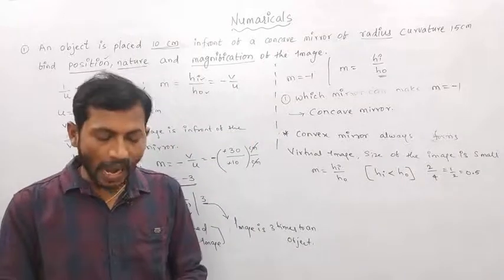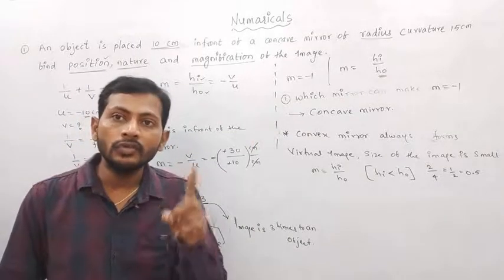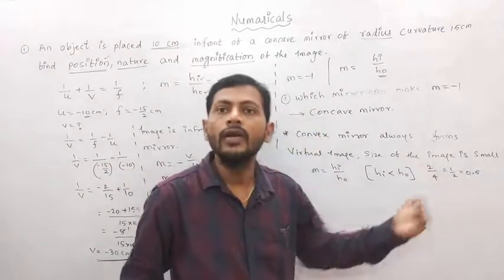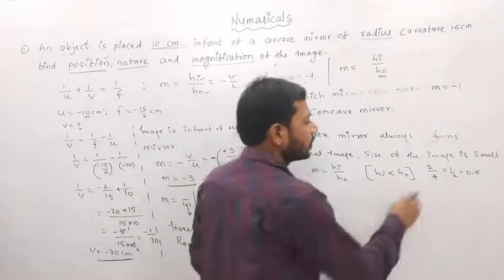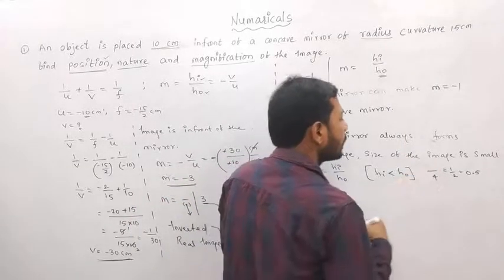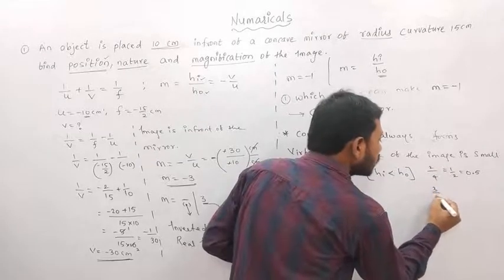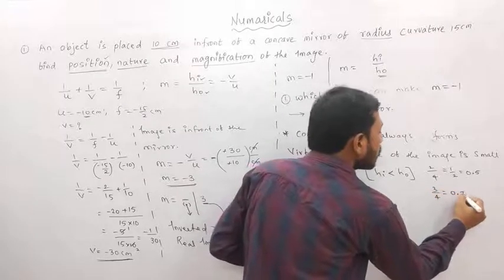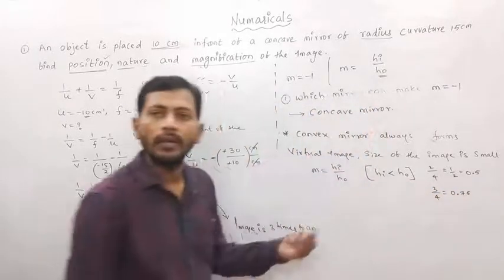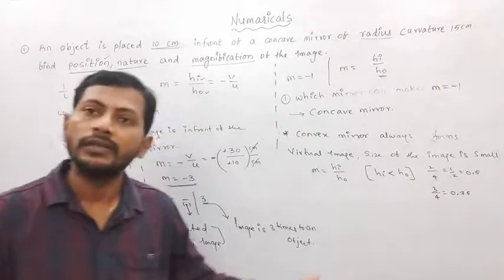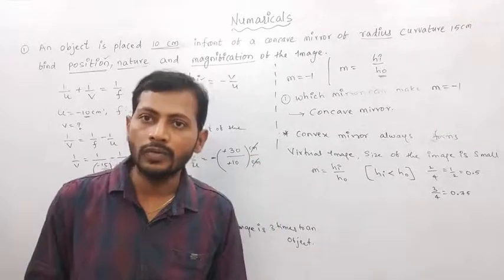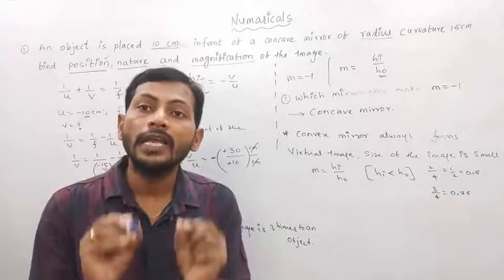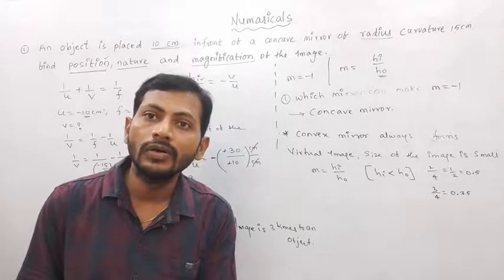So now, always smaller means the image should be smaller than the object, means magnification should be less than 1. For example, sir, why should I take 2? You can take 3 also, no problem. If you take 3, you get 0.75. No problem. Or if you take 3.9, then also the numerator is smaller than 4. Denominator is bigger than numerator. That's why you get magnification less than 1.